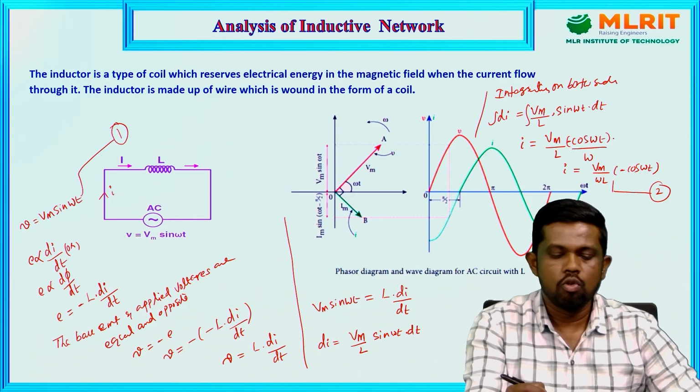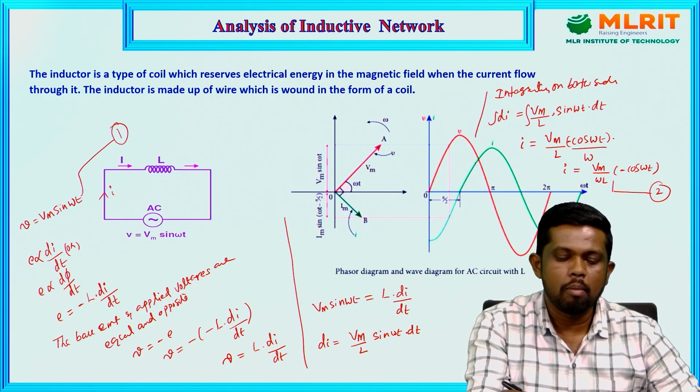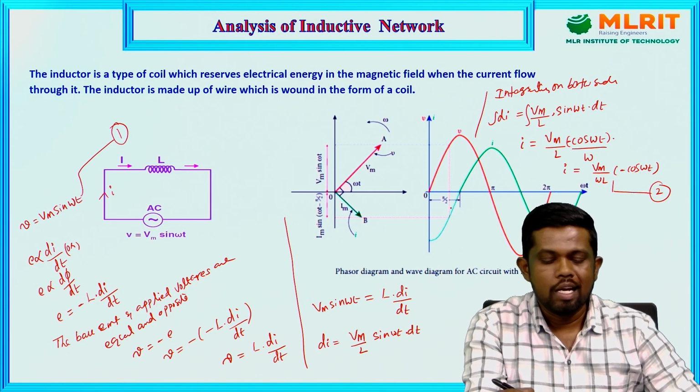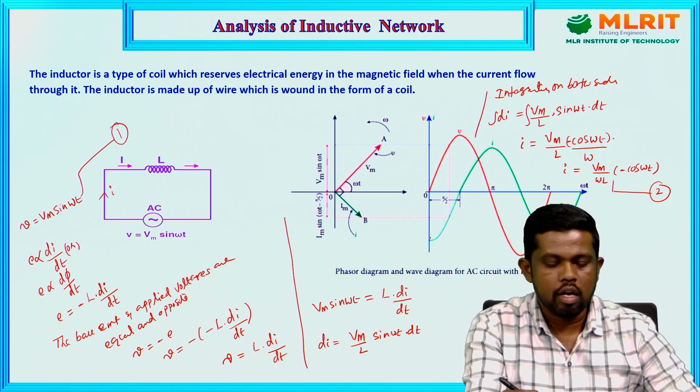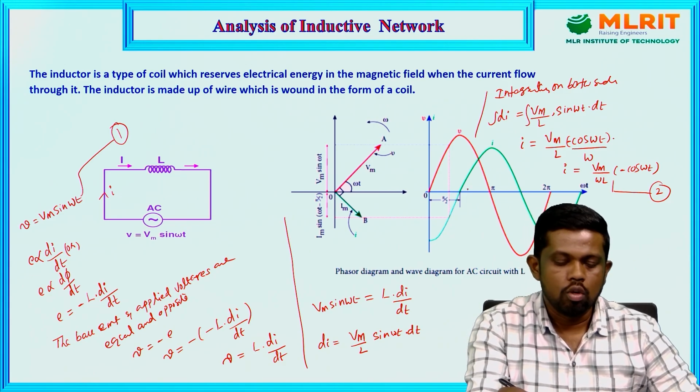So that is this one only. This is the instantaneous voltage we have applied to the inductor, and that will drive the resultant instantaneous current as this one. Both are going to maintain some phase displacement, which is called the phase angle between these two.